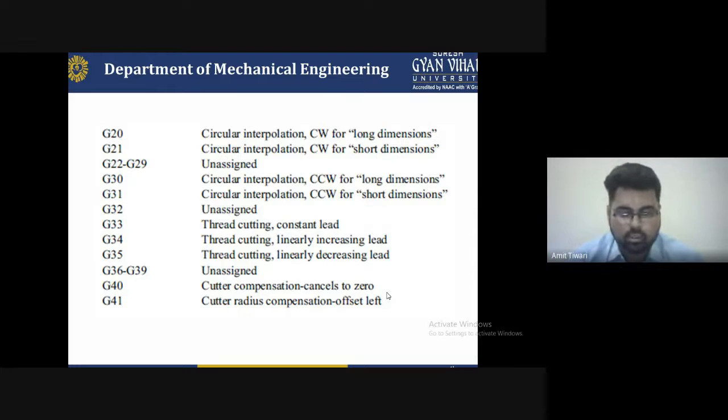So these are some reasons we use these codes: to maintain quality and have the features we need. G40 is the compensation cancel to zero, and G41 is the cutter radius compensation offset left. So these are all the codes used for it.